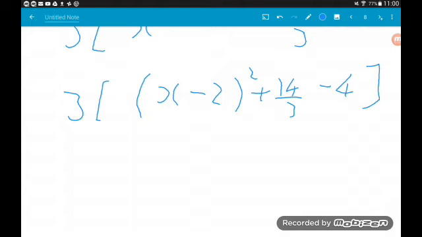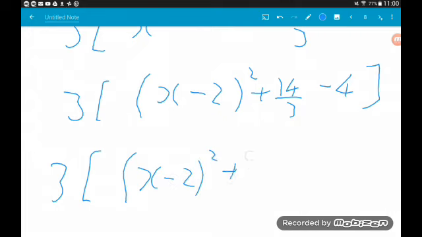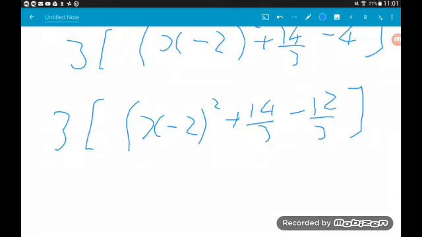Okay, so then we've got 3 lots of x minus 2 squared plus 14 thirds. Now what is 4 in terms of thirds? Every 1 whole is 3 thirds. We've got then 4 times 3 thirds, so we've got minus 12 thirds on the end, like that. So we've got 3 lots of x minus 2 squared, and 14 thirds minus 12 thirds is 2 thirds.